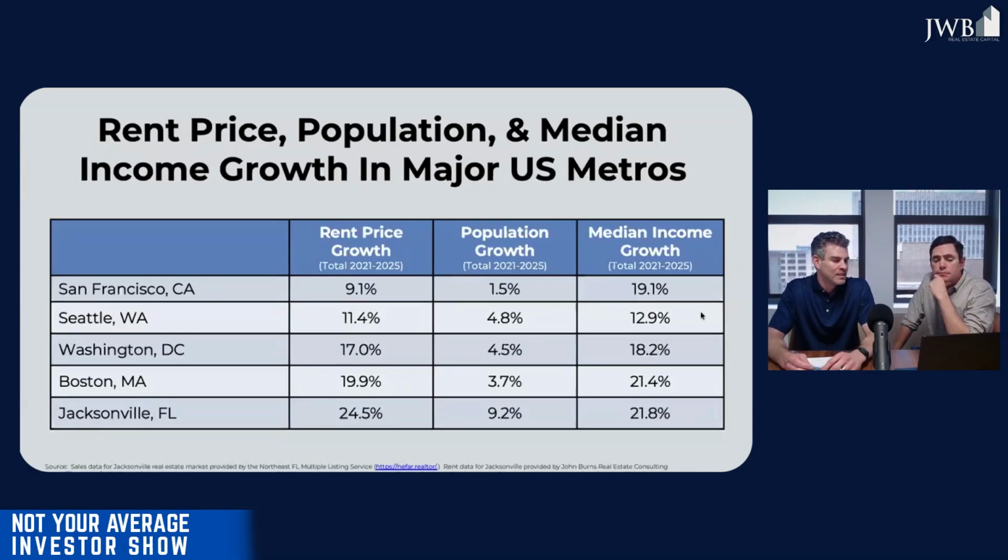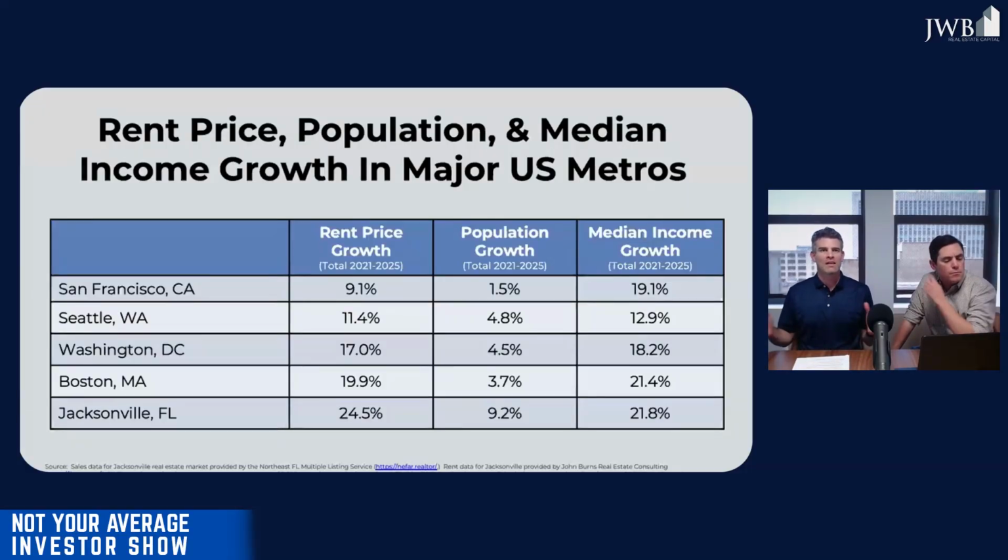Then you can look at Washington, D.C., another one on the lower side of rent price growth. So 17% rent price growth since 2021. Kind of normal or average population growth, and median income growth, sort of normal, a little bit below what the national average would be. Boston, kind of similar, right? About 20% rent growth, population growth around 4%, and median income growth around 21%.